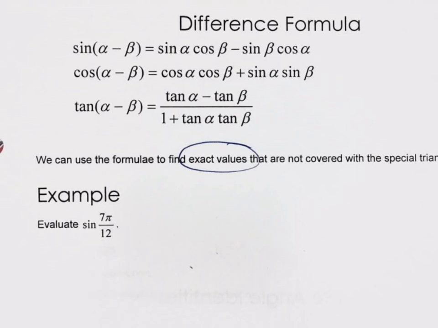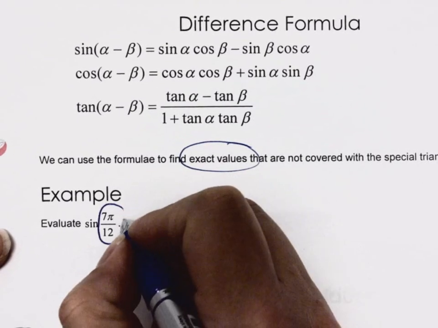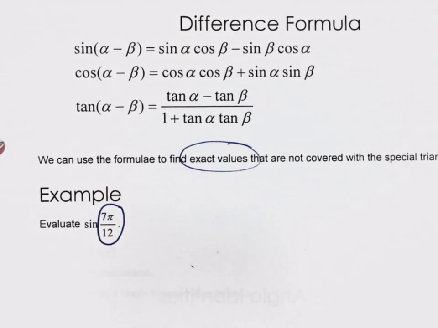Okay, so we are going to find on the unit circle 2 angles that will add up or subtract to give me 7 pi over 12. Because 7 pi over 12 isn't one of the unit circle values that we memorize, but there are 2 that can add up or subtract to 7 pi over 12. And there will be different answers for everybody. There's more than one way to get there.